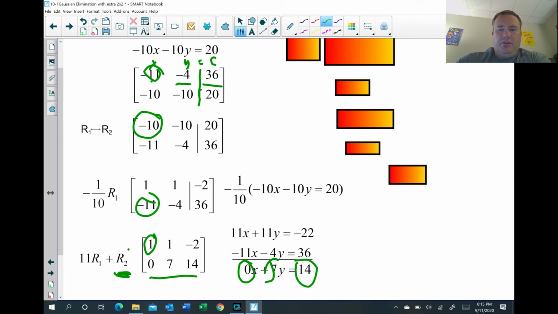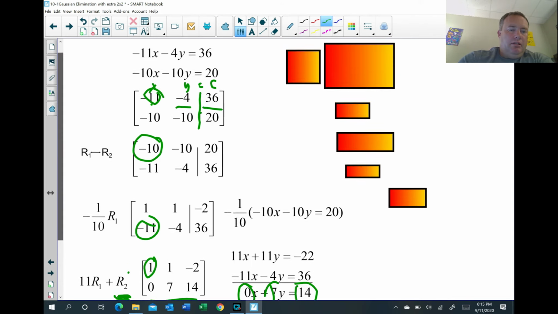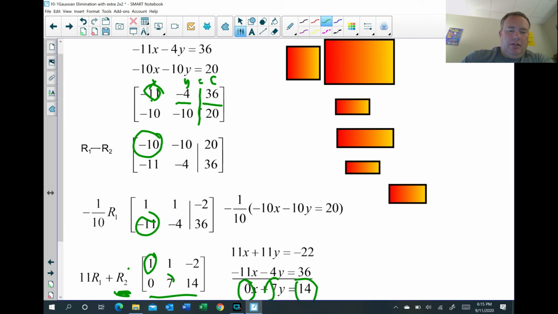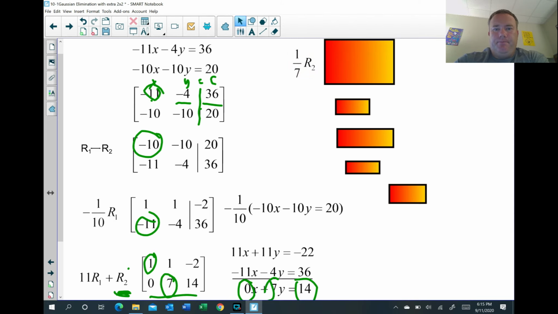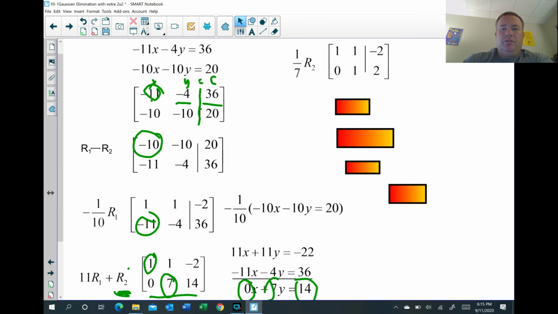So next part is, that's 7. You want that to be a 1. We talked about how to make something a 1, you multiply by its reciprocal. That's this right here. The reciprocal of 7 is 1/7. And we're only changing row 2. Multiply everything by 1/7. Here we go. There's your answer. So now we have y is equal to 2.